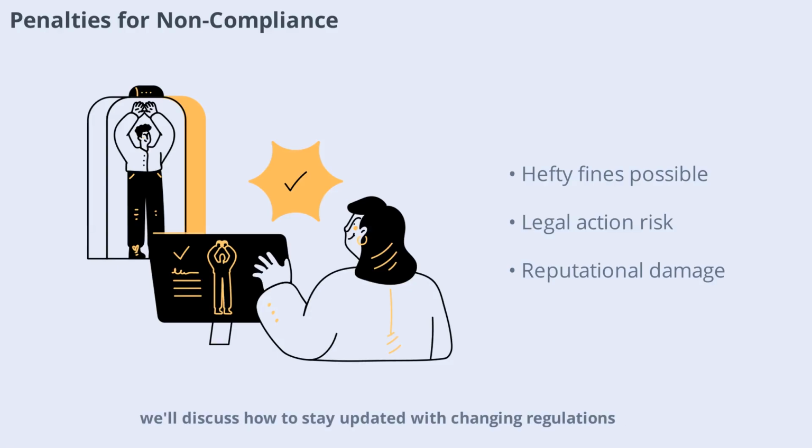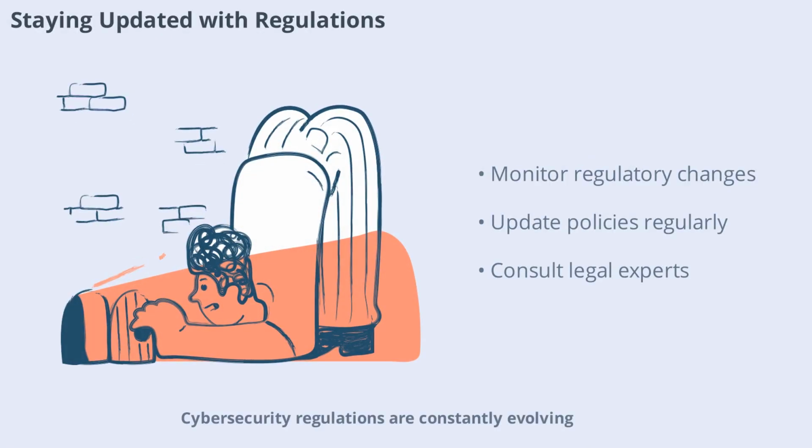Next, we'll discuss how to stay updated with changing regulations. Cybersecurity regulations are constantly evolving to address new threats and technologies. Organizations must stay informed about changes to ensure ongoing compliance. This can involve subscribing to regulatory updates, attending industry conferences, and consulting with legal experts. Regularly reviewing and updating security policies helps organizations adapt to new requirements. Staying proactive not only helps with compliance, but also strengthens overall security posture.